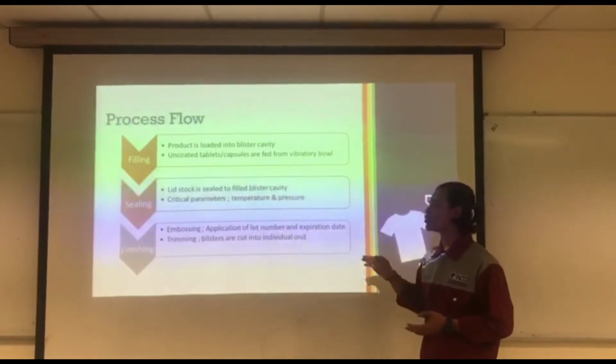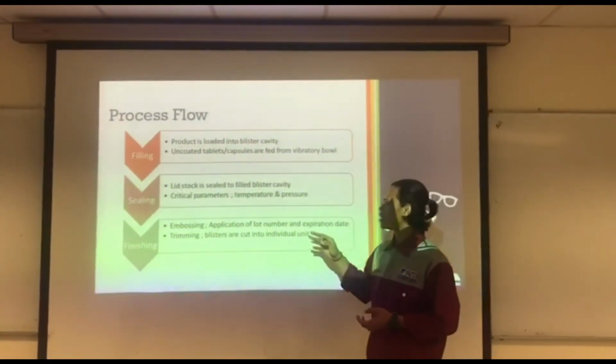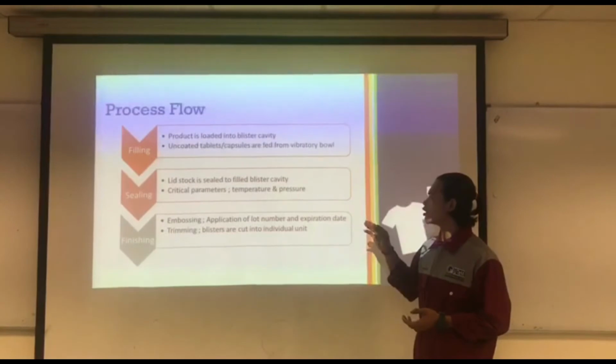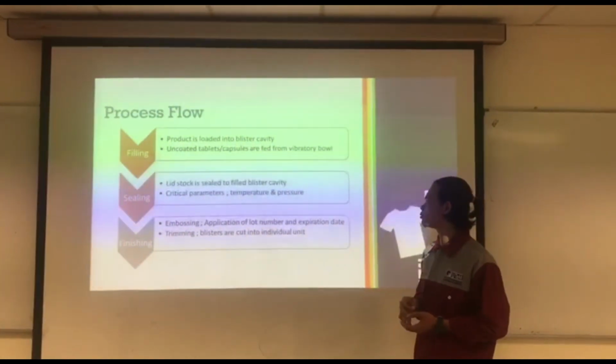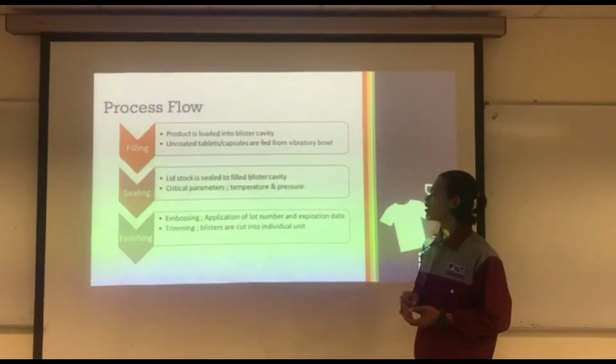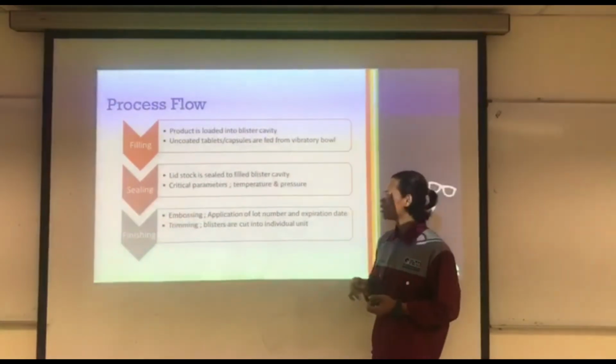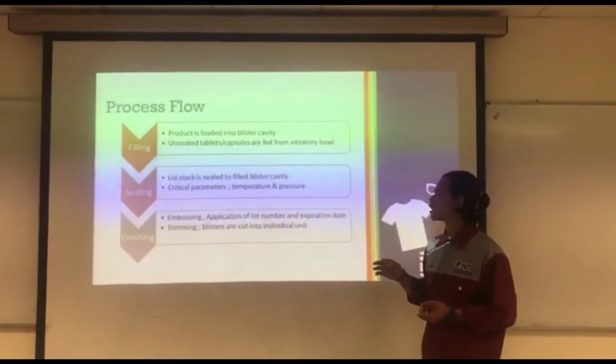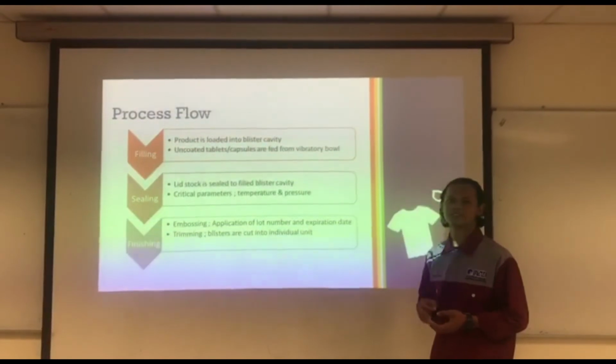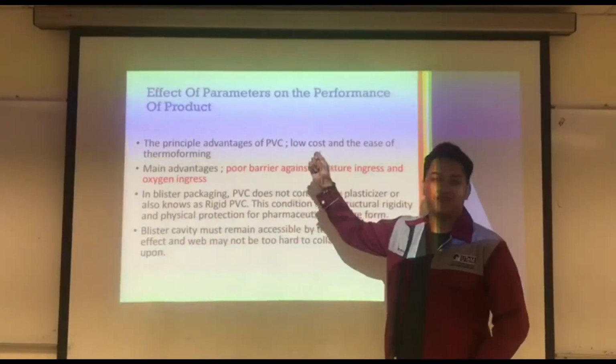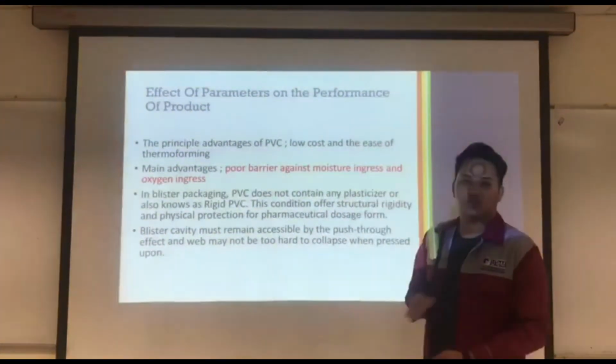And lastly is finishing. We do embossing, the application of a lot number and expiration date. And trimming is the last process. Blisters are cut into individual units. Then what is the effect of the packaging? So the effect of parameters on the performance of the product.